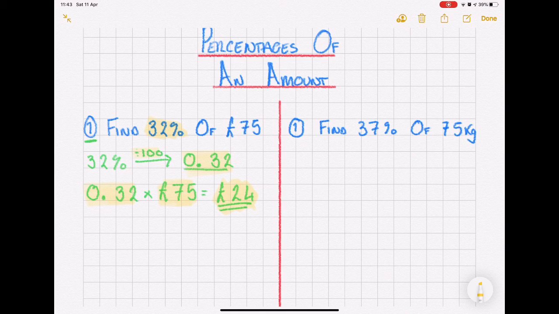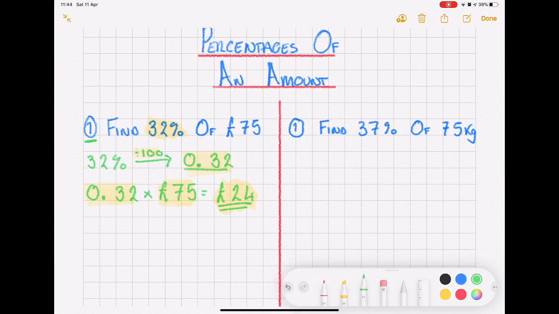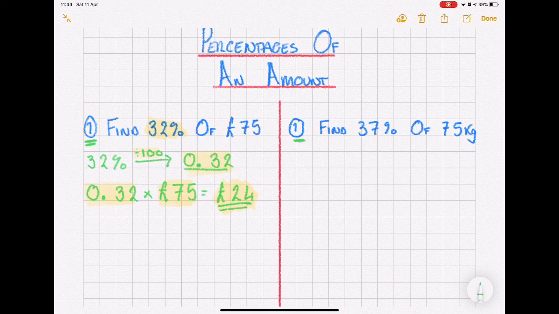So pause the video here, copy out the workings to this left-hand example, and then have a go at finding the answer to the right-hand example, and play the video once you're done.